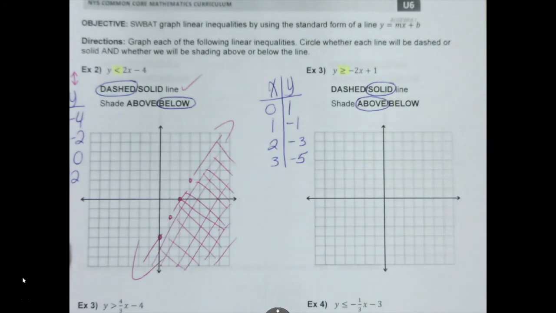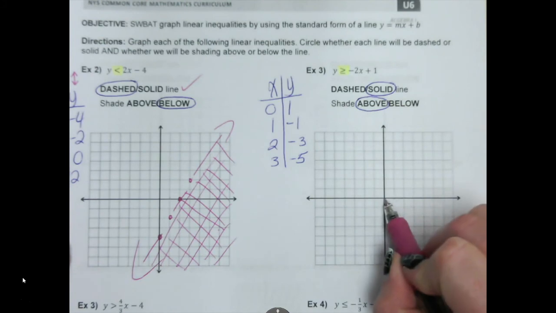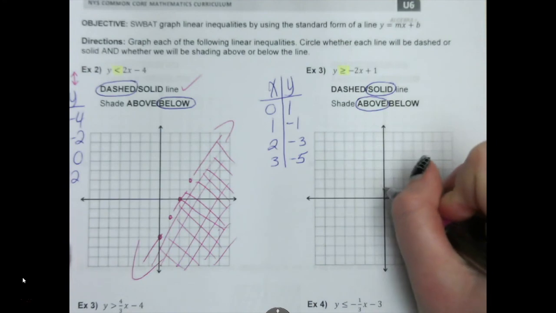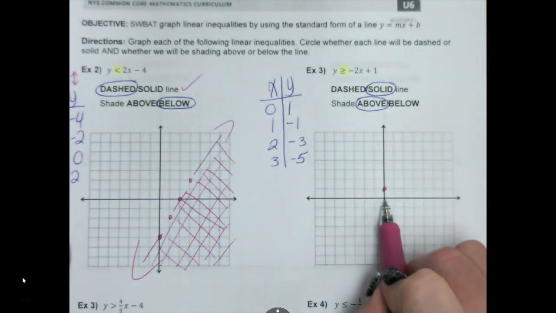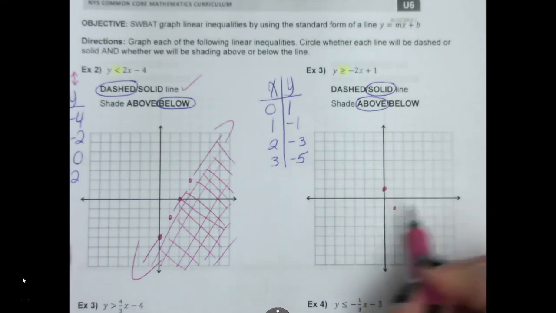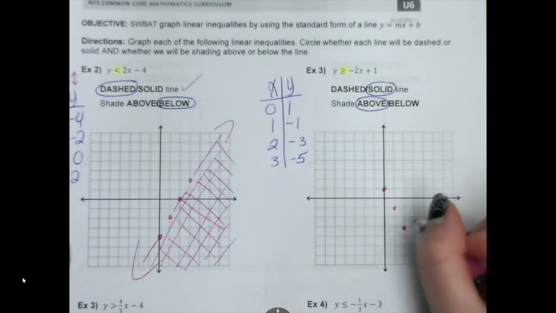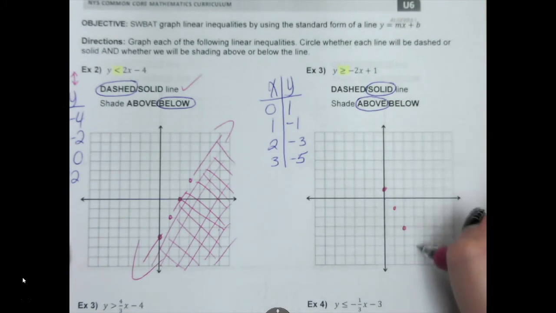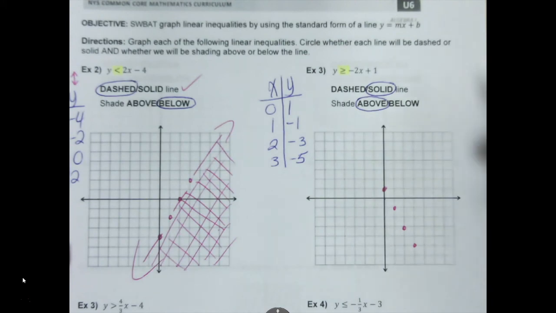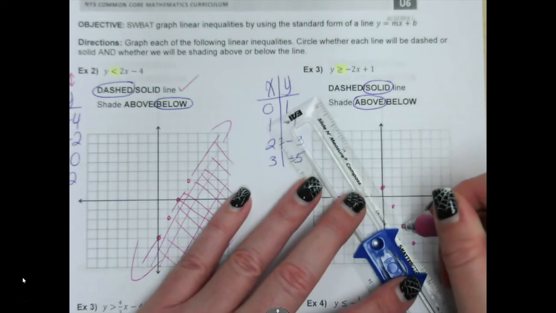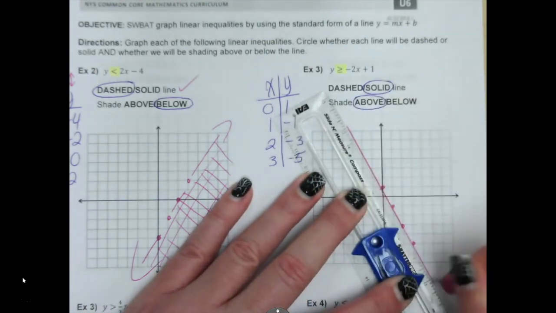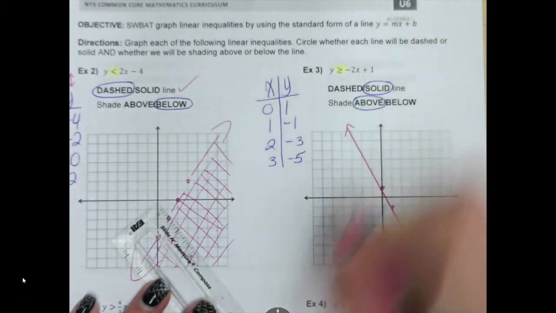All right, so now that I have those points, I'm going to go ahead and plot them on my graph over here. So from the origin 0, 1, I don't go left or right for x, I just go up 1 for y. From the origin, I have 1, negative 1. From the origin, I have positive 2, negative 3. And again, from the origin, I have positive 3, negative 5. If I check back, I can see this is going to be a solid line. So with my ruler here, I am going to connect those points for a solid line.